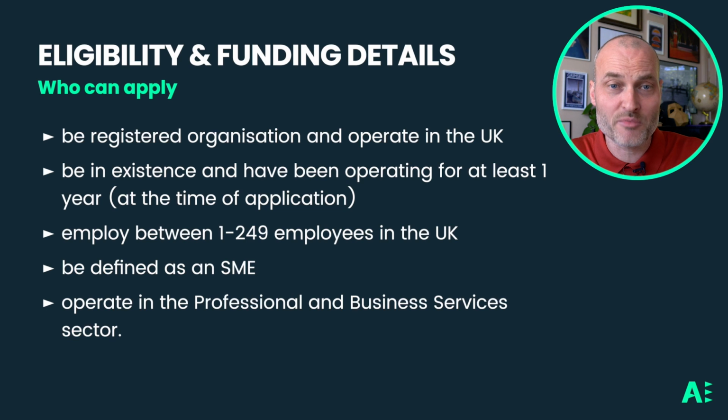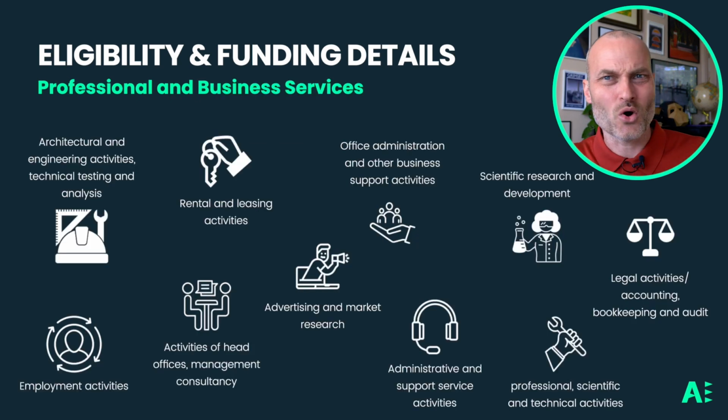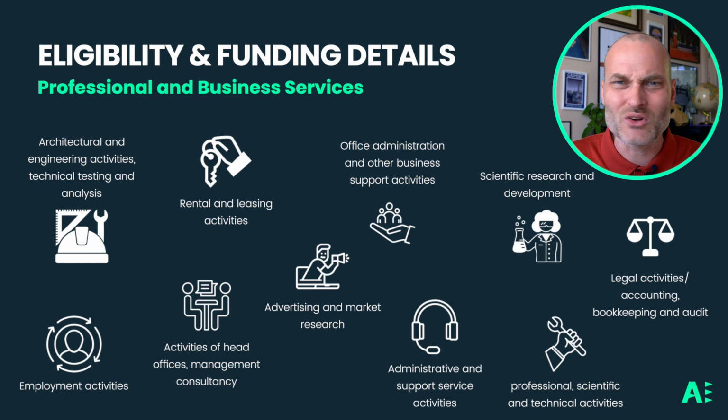And you need to operate in the professional and business services sector. So what does that mean? What can professional and business services mean? Well, really, if you're a kind of knowledge worker or you work with computers, it kind of covers all of that. So let's take some examples here. If you're an architect or you do any sort of engineering or technical activity or analysis, that's covered, you're in there. Any sort of rental or leasing activities, any office administration or admin support kind of activities, that's covered.